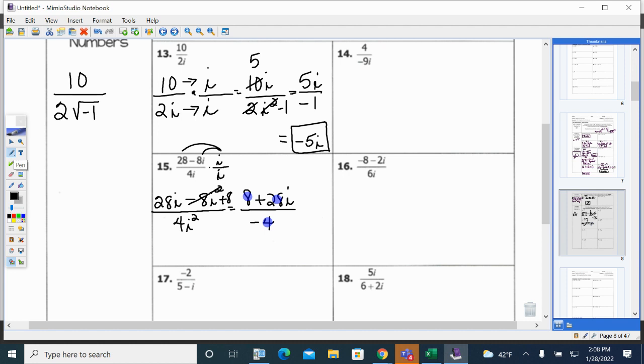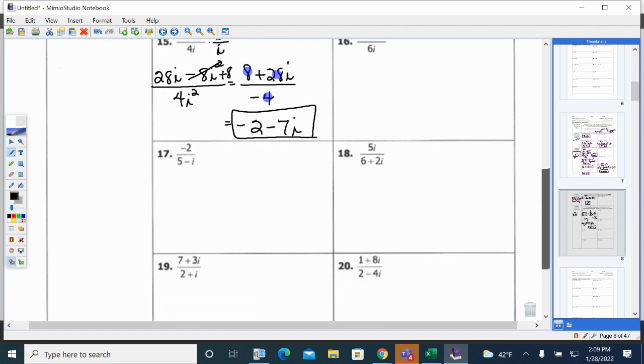So what is 8 divided by -4? Well, that's -2. And then what is a positive 28i divided by -4? Well, that's going to be -7i. And we just got rid of our denominator because -4 divided by -4 is a 1. And we don't put denominators of 1.